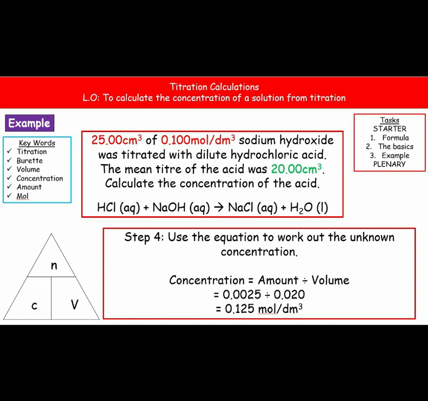And that's it. So only those 4 steps that we need to work through in order to work out our unknown concentration. So it's not really that complicated. It's just remember those 4 stages and work through it one step at a time, showing your working.